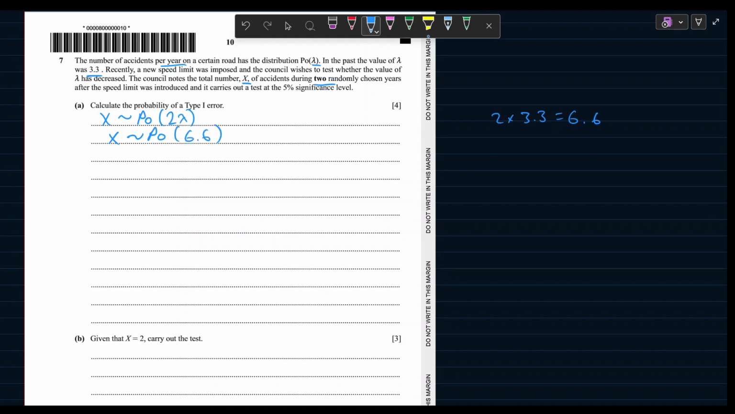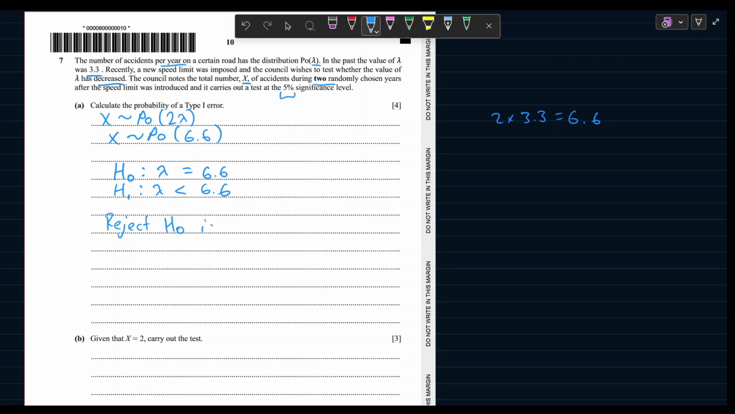This means you don't need to put your null and alternative hypotheses here. They're needed in part B, but just so that we understand what's going on, either lambda is 6.6, meaning it hasn't changed, or lambda has decreased, so it's less than 6.6. We're carrying out our test at a 5% significance level. The probability of a type 1 error is the probability of us rejecting H naught.